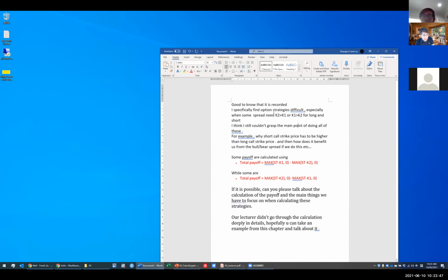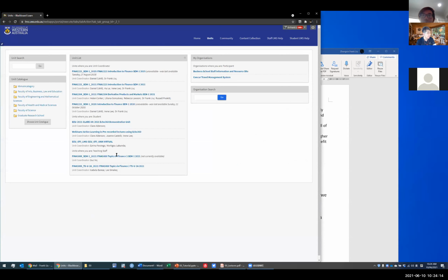So these students find option strategies difficult, especially when some spreads need K2 greater than K1, or K1 greater than K2 for long. They are not sure how to do this, and how it benefits us in bull and bear spreads. It's a payoff, while some payoffs are like this. Can you talk about the calculation of payoff? So basically this is linked to your week 9 material, let me go to your lecture notes.